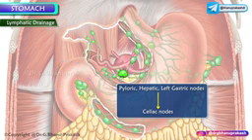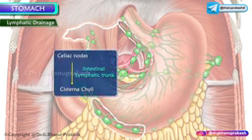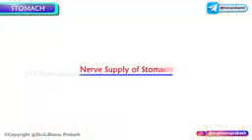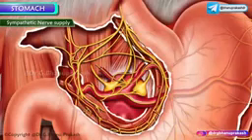And lymph from all the areas of the stomach reaches the celiac nodes. From the celiac nodes it passes through the intestinal lymphatic trunk to reach the cisterna chyli. So this is what you need to know about the lymphatic drainage of the stomach. And the next one is the nerve supply. So in the nerve supply, first is the sympathetic nerve supply of the stomach.